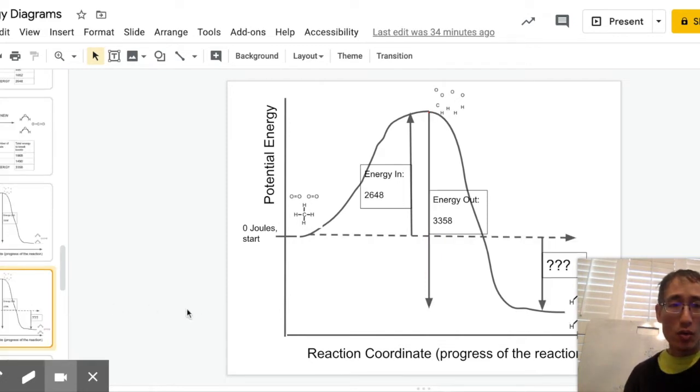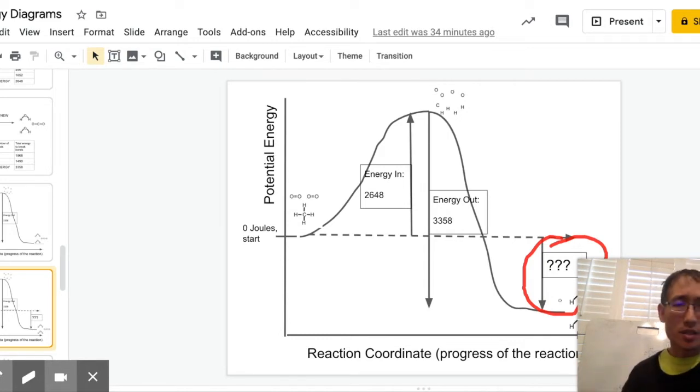And so here's the question. The first question we're going to have is, I have a new arrow. And so if I start at 0 here, this is my dashed line and show me where 0 is. This new arrow here, what do you think this new arrow represents in this energy diagram? So I have energy in, energy out. What does that represent? I don't need a number. Just what do you think it is showing? What is it trying to show?